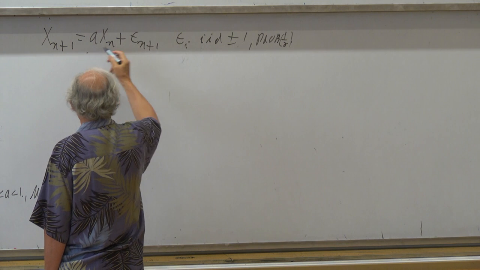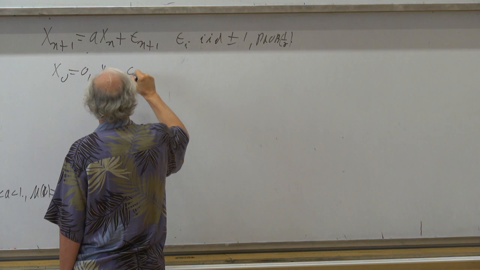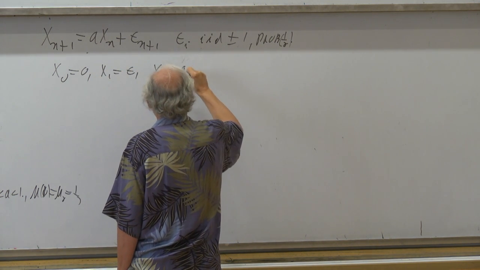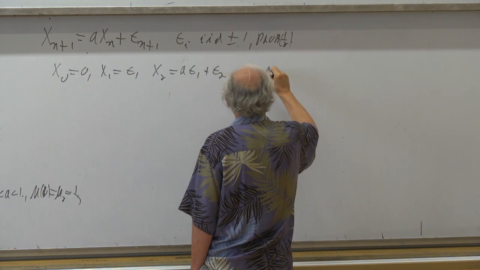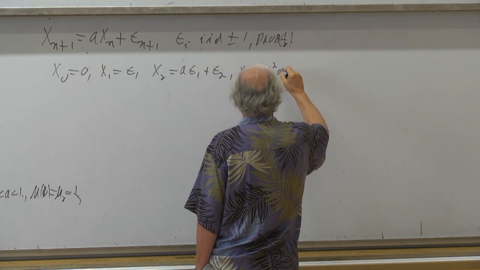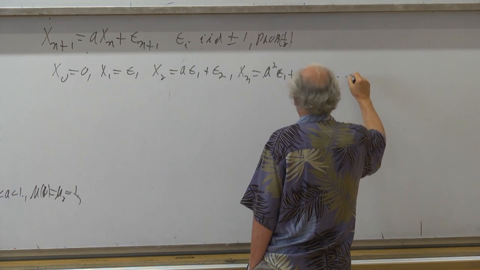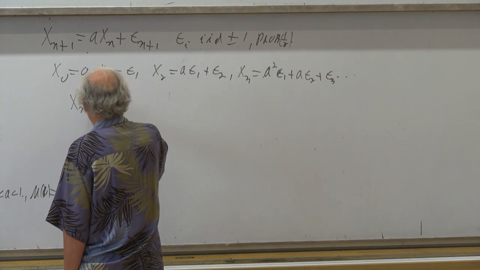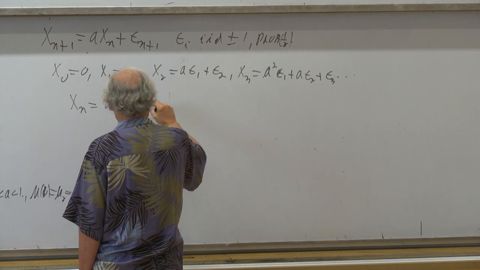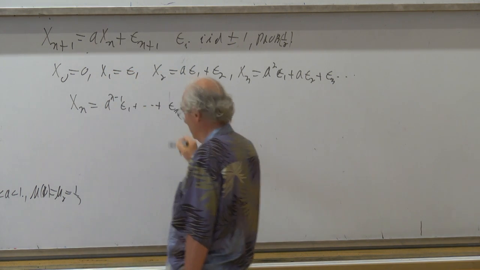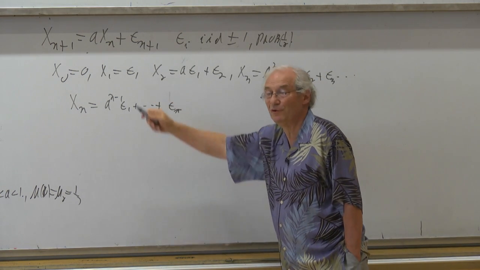So just so that you see the idea, let's run this. Say x0 is 0. So then x1 is epsilon 1. x2 is a epsilon 1 plus epsilon 2. x3 is a squared epsilon 1 plus a epsilon 2 plus epsilon 3, etc. x_n is equal to a to the n minus 1 epsilon 1 plus and so on plus epsilon n. That's just what it becomes. And so we're asking about the behavior of this Markov chain.